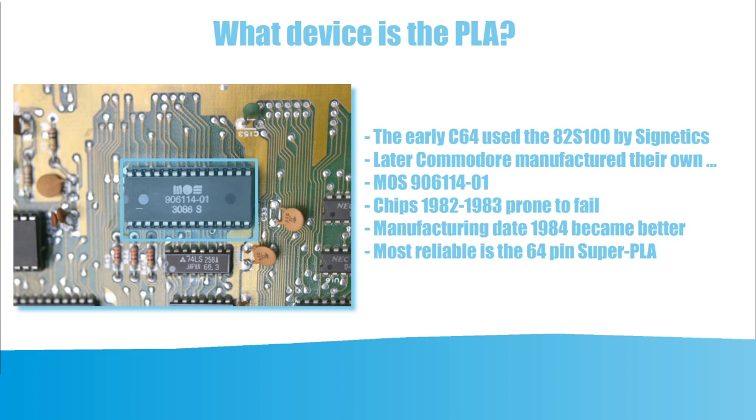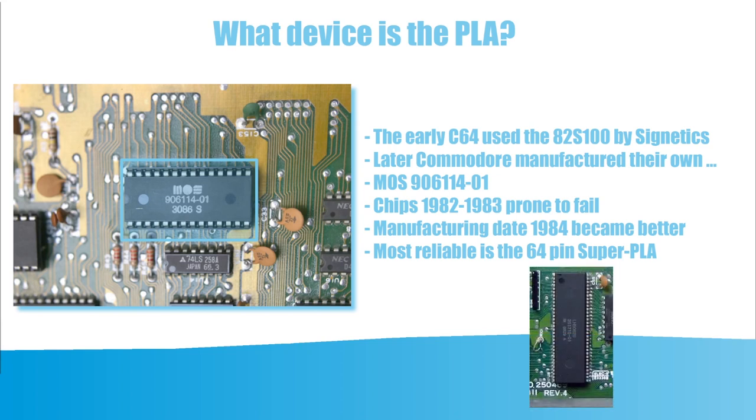PLAs manufactured from 1982 to 1983 are prone to fail because of poor passivation. Over the years, there will be corrosion under the protective layer, and that damages the die. Later date codes, about 1984, are a little more reliable because Commodore optimized the manufacturing process, but they also suffer from the immense heat they produce because of the high power dissipation. The most reliable PLAs are the so-called SuperPLAs on the 250-469 short boards, the multi-chip and chip version with 64 pins.